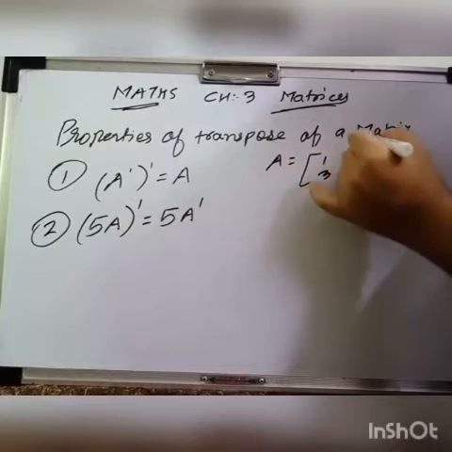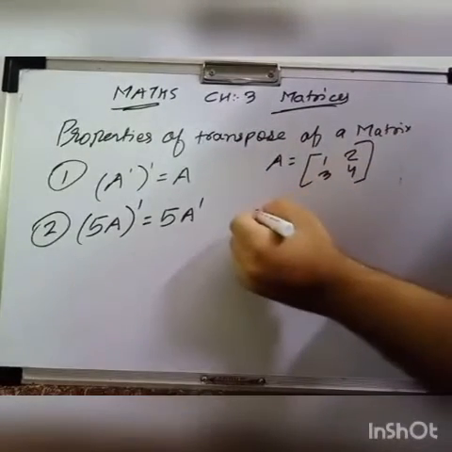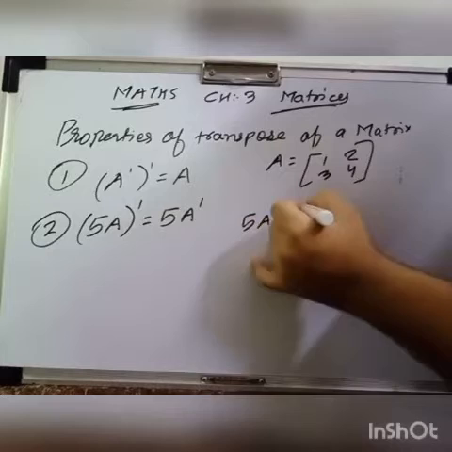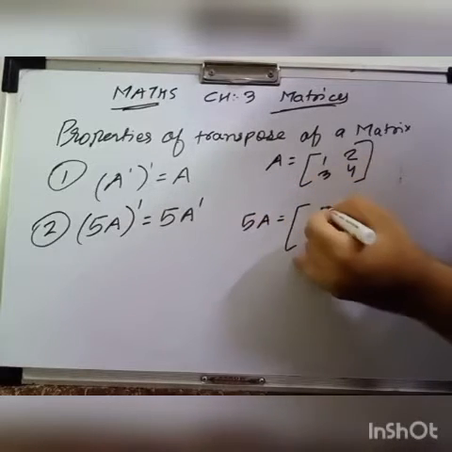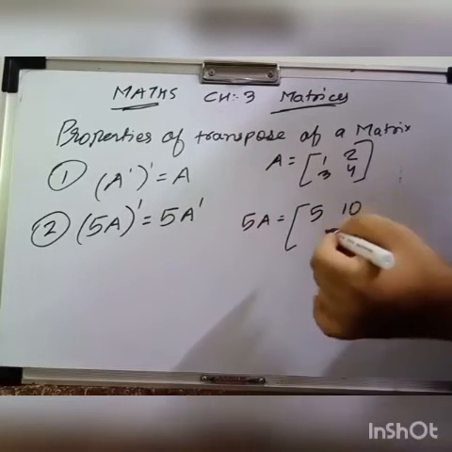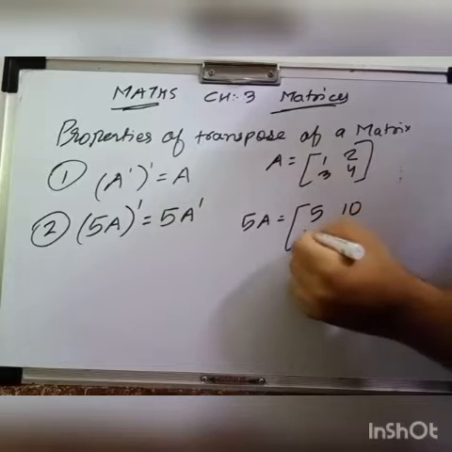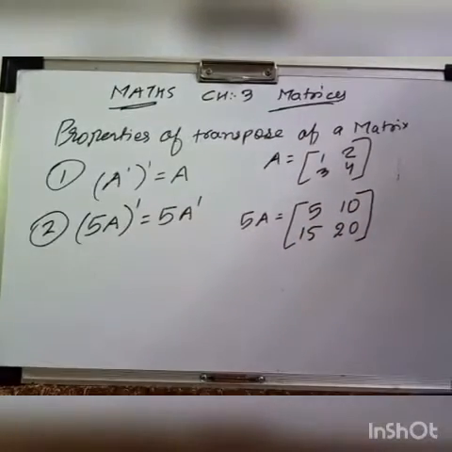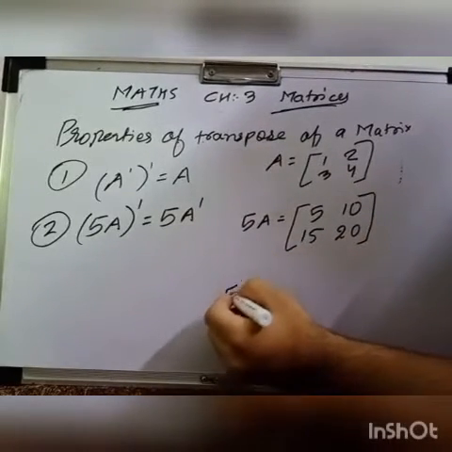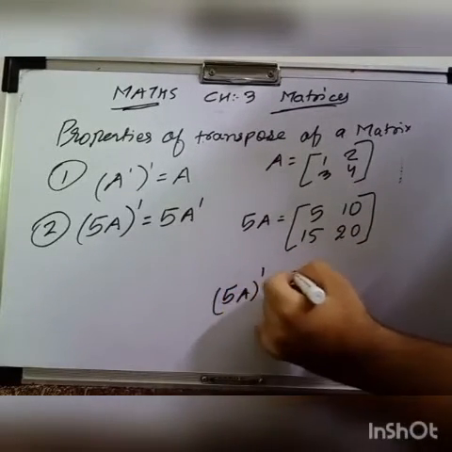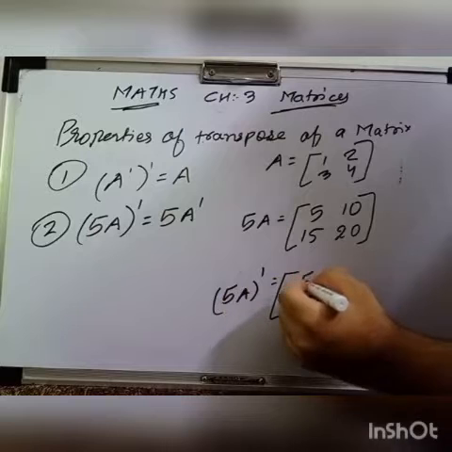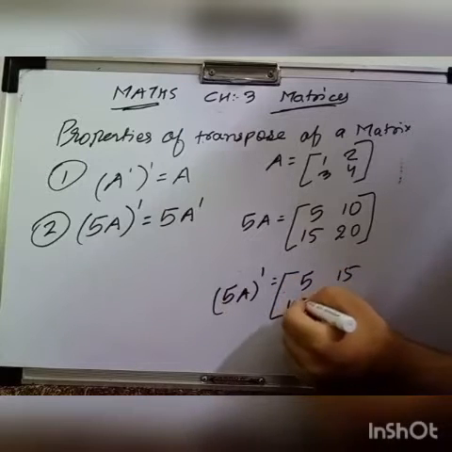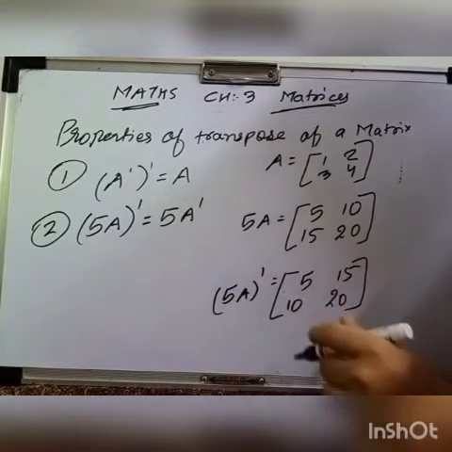If I am having matrix A as 1 2 3 4, then 5A will be, 5 will multiply with each and every element of this matrix. So I will have 5A as 5 10 15 20, and if I take the transpose of this, then I will have 5 15 10 20.